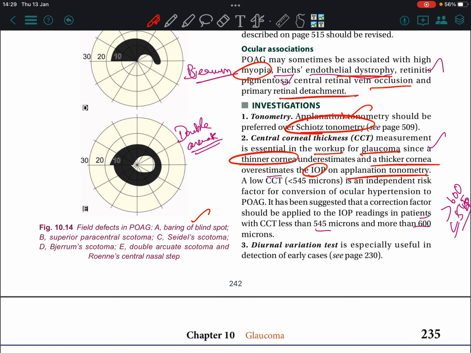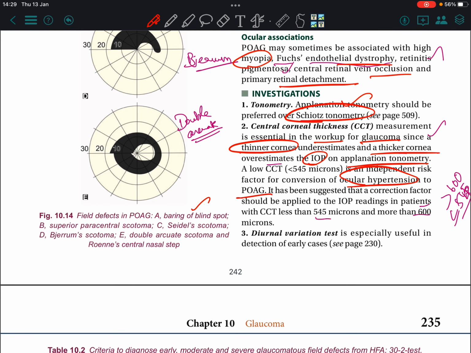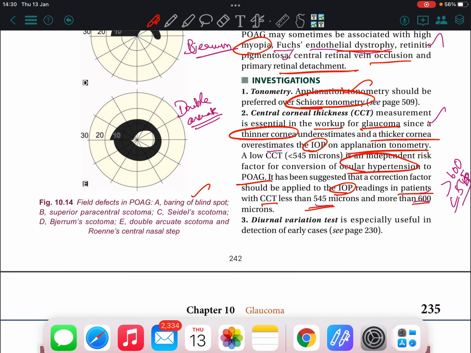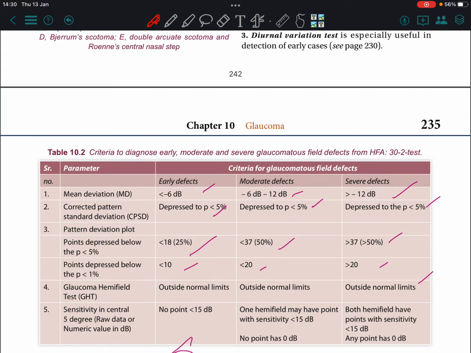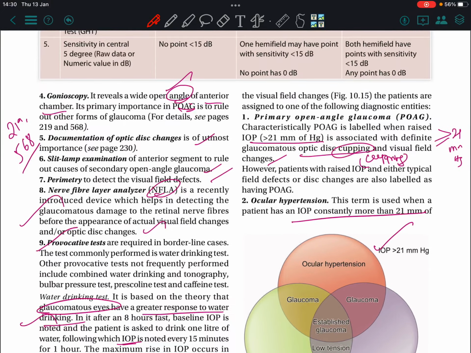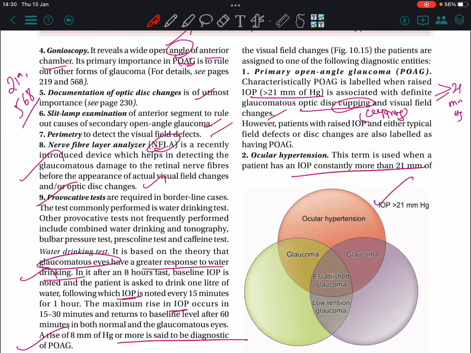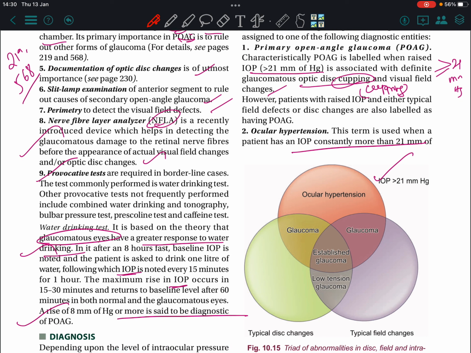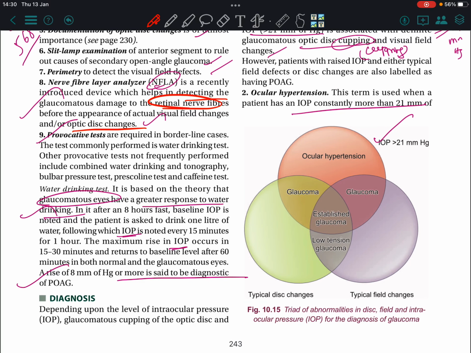A low CCT is an independent risk factor for conversion of ocular hypertension to POAG. It has been suggested that a correction factor should be applied to IOP readings in patients with CCT less than 545 microns and more than 600 microns. Diurnal variation test is especially useful in detection of early cases. Gonioscopy is done to confirm wide open angle glaucoma. Slit lamp examination, perimetry, nerve fiber layer analysis can detect glaucomatous changes in the retinal nerve fibers before appearance of actual visual field changes or optic disc changes. Provocative tests in borderline cases.